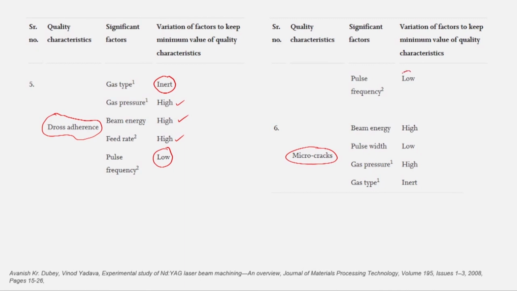So, how can we have fewer micro cracks? You can reduce the pulse frequency, you can have the high beam energy, the width of the pulse should be low, and the gas pressure can be high, and it should be inert gas pressure. To minimize the HAZ, whatever parameters we use for the heat affected zone, the same set of parameters can be utilized to reduce the possibility of micro cracks during laser beam operations.